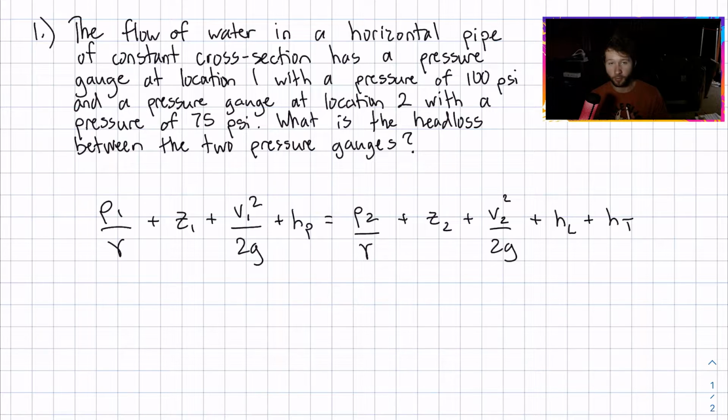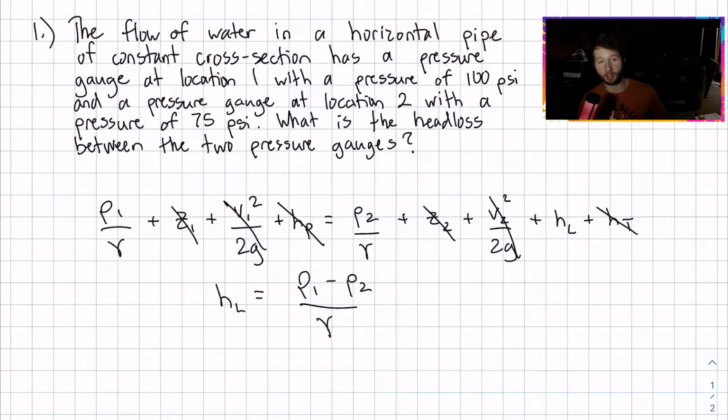Now we want to check if we can cross any of these terms out. First, we know that there aren't pumps in this question, so we can cross out that one. We also know there's no change in elevation, so we can cross out the elevation head terms. We also know that this is a constant cross section, which means that the velocity will be the same, so we can cross those out too. And finally, we know that there are no turbines, so we can cross out that one. So we're really simplifying this question. Now let's rearrange.